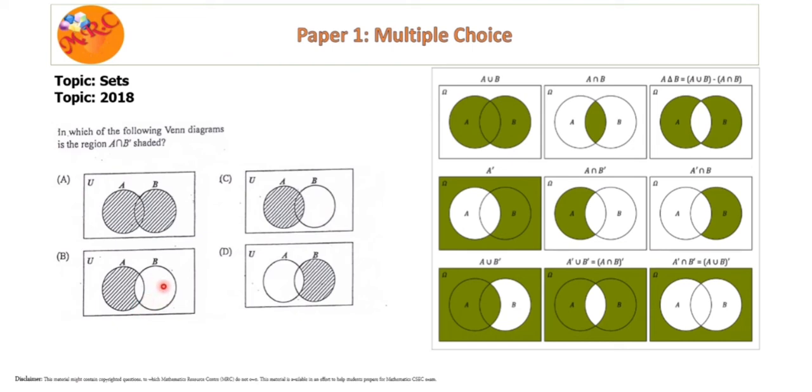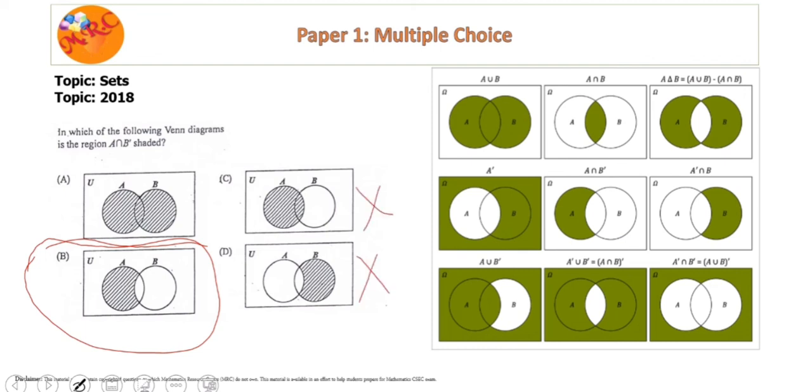Looking at B, nothing at all in B is shaded. So that means this would be my answer. If we were to look at this one here, D, some of B is shaded, not all, but some. Alright, so that could be your answer. Not our answer, not our answer, not our answer. We're looking for that one which has nothing in B shaded. So that's what B complement means. Alright? Moving on.